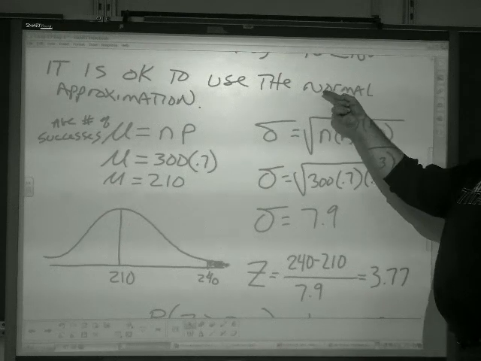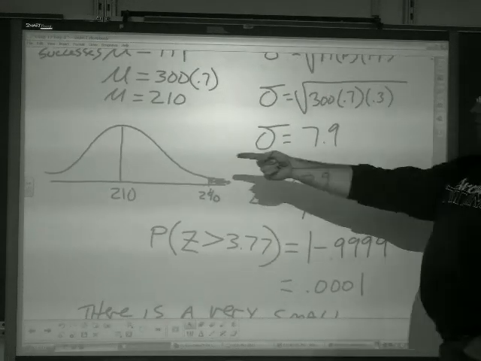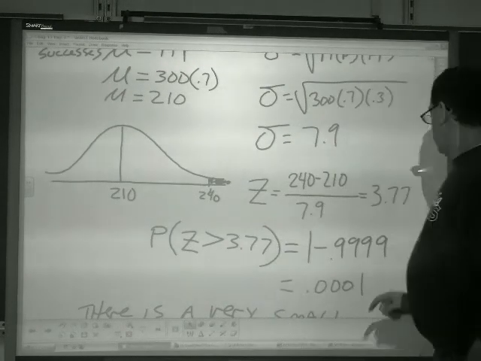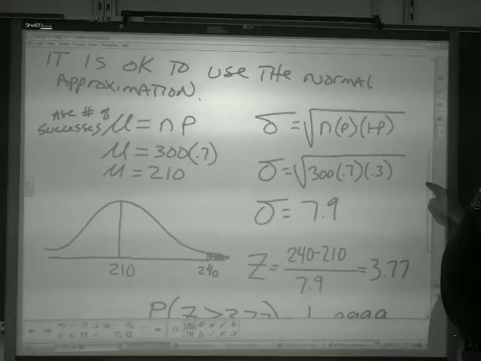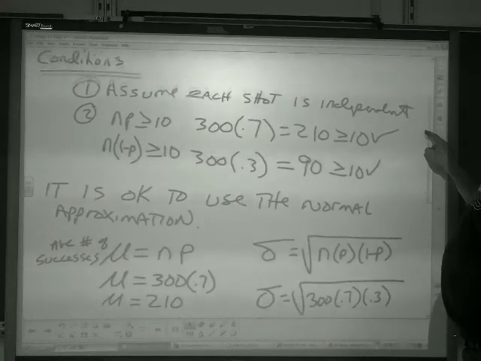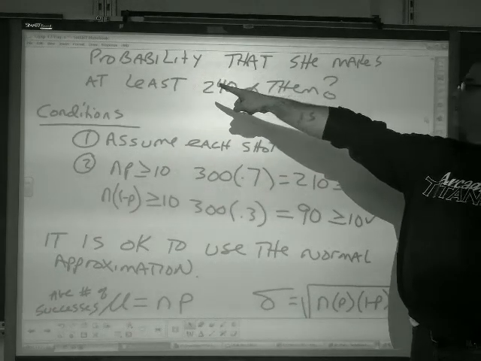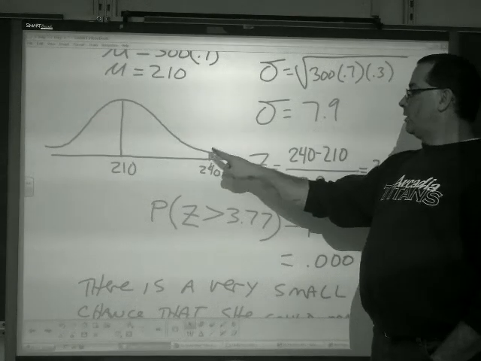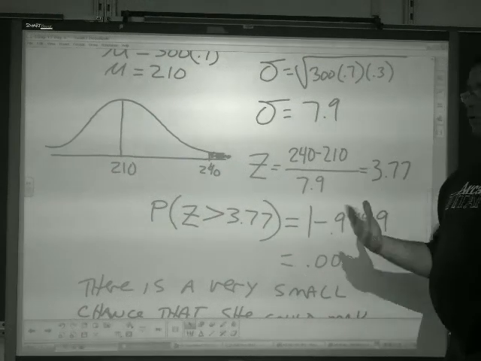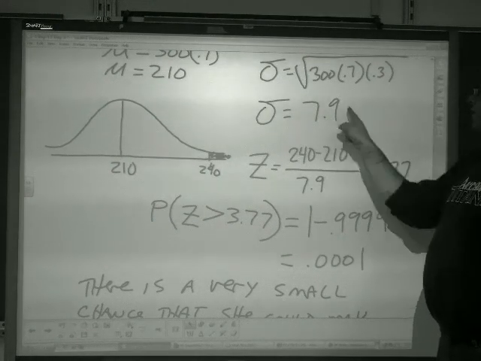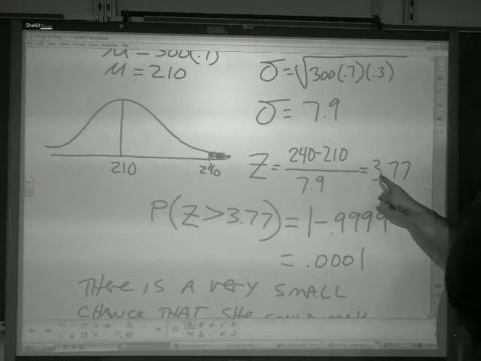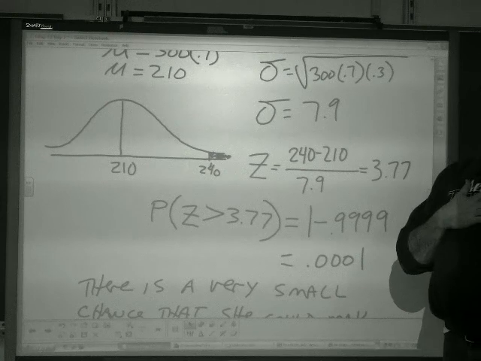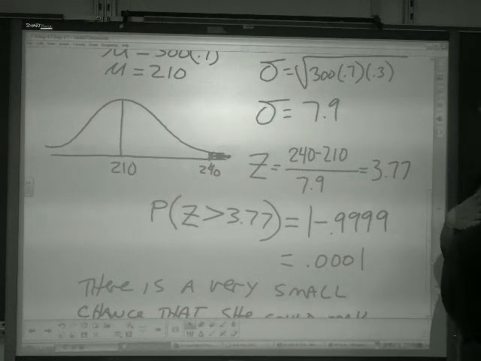Now, we said it's okay to use the normal model. So what am I going to do? I'm going to draw a normal model. Average 210, and we said what's the chance that she makes at least 240? So 240's out here, at least we shade. Gotta go z-scores. 240 minus 210 divided by our standard deviation, 3.77. I already know right away more than 3 standard deviations is pretty rare. It's probably going to be pretty small.